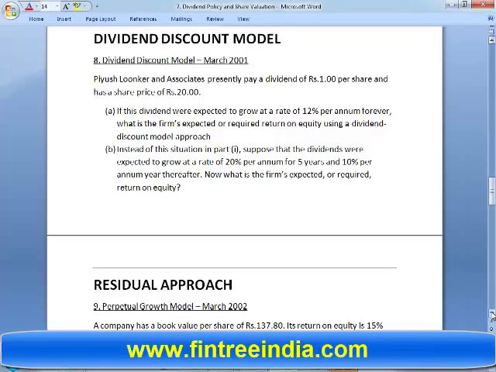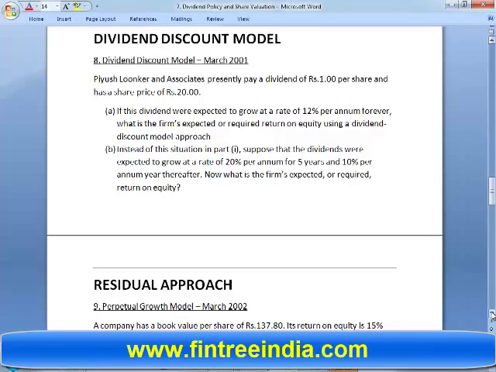Piyush Lunkar and Associates presently pay a dividend of ₹1 per share and has a share price of 20. If this dividend were expected to grow at 12% per annum forever, what is the firm's required rate of return using a dividend discount model? So the first part should be simple. How to find out cost of equity using DDM model. What is the formula? D1 by P0 plus growth rate G.